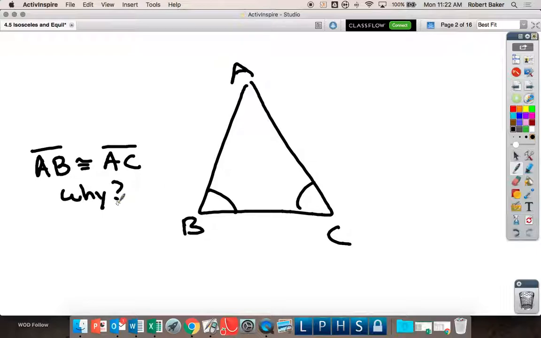AB is congruent to AC. Why? Base angles theorem. If you have two congruent base angles, you can justify that this piece and this piece are congruent. The reasoning, like in a proof, would be the base angles theorem. Alright? What about, let's go for a really complicated one. Y'all ready?